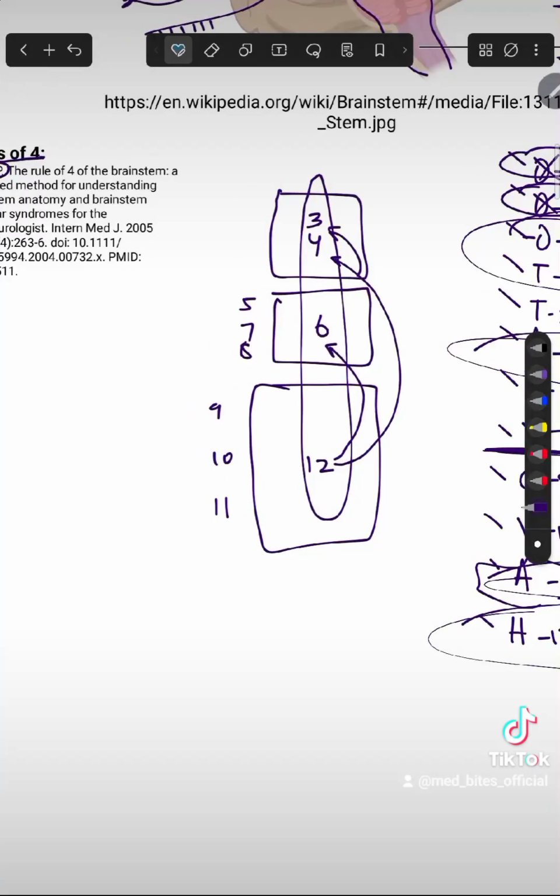So this way you can see that we've got the midbrain, we've got the pons, and we've got the medulla. And this way you remember where each cranial nerve originates from.